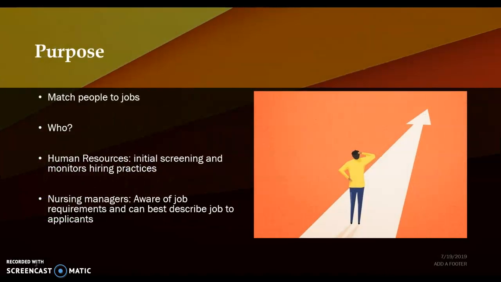So, what is the purpose? Recruitment and selection is obviously made to match people to jobs. So, who is in charge of this? Human resources is in charge of the initial hiring process.